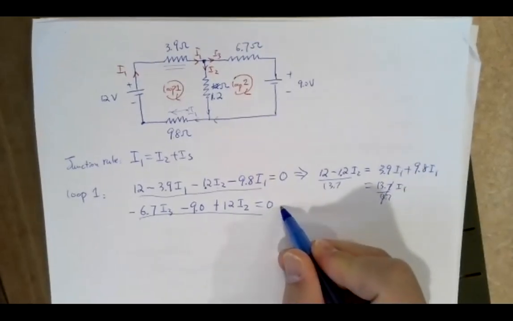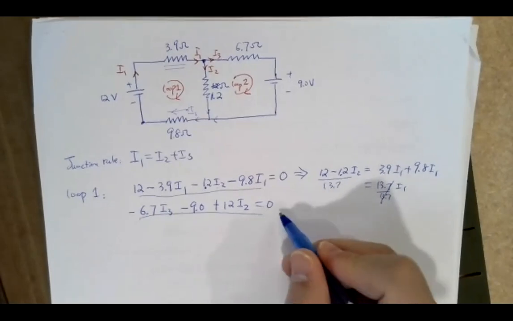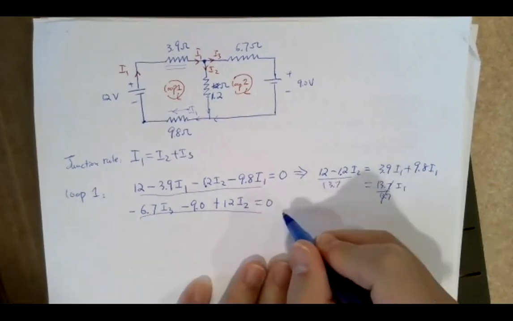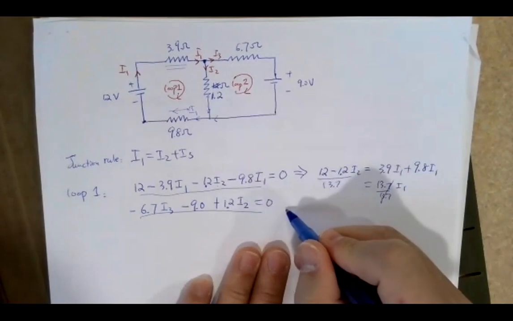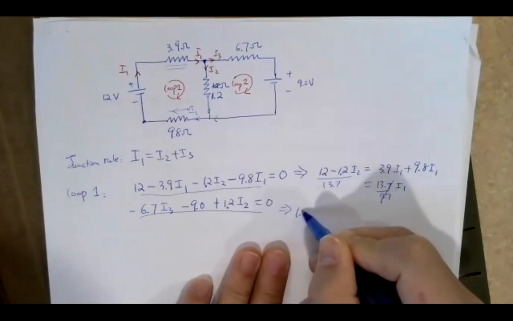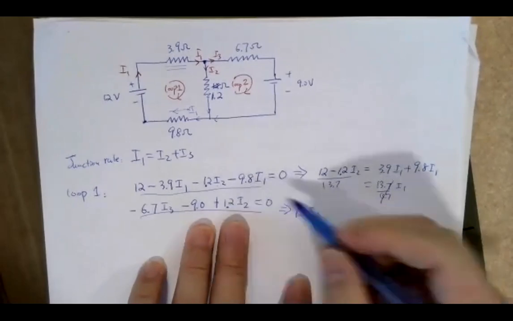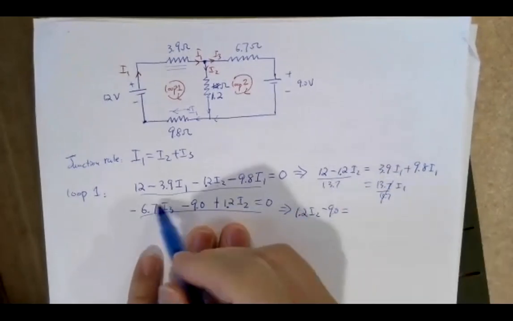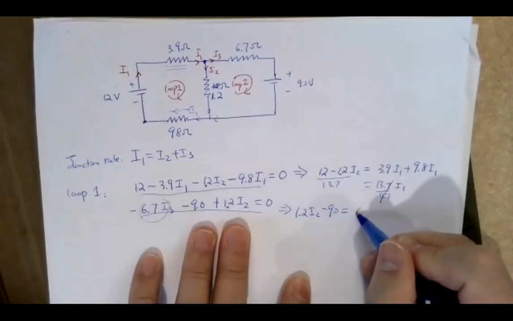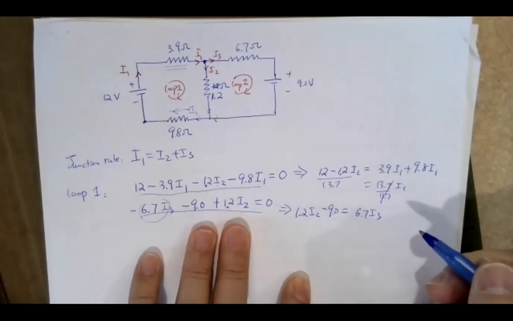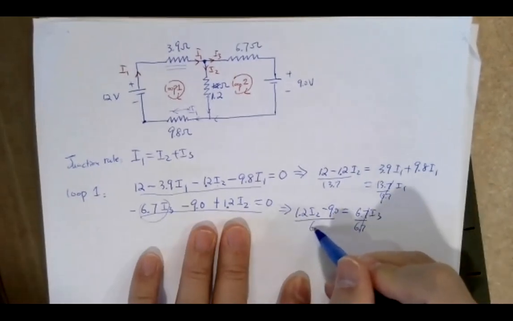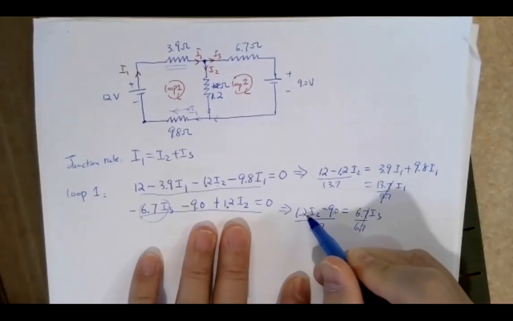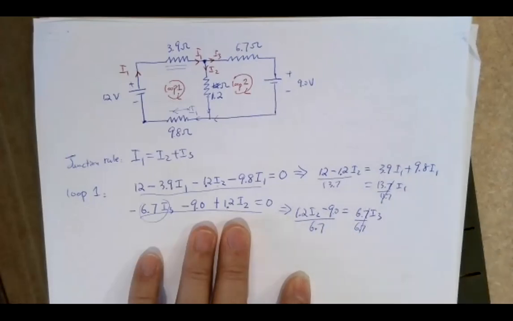Now you can write I3 in terms of I2, so you're going to isolate I3. This is 1.2 I2 on the left-hand side, minus 9, should be equal to, you move this to the right side, 6.7 I3. So then you divide both sides by 6.7. I3 is equal to 1.2 I2 minus 9 over 6.7.